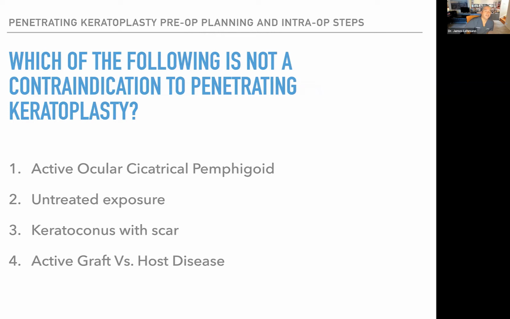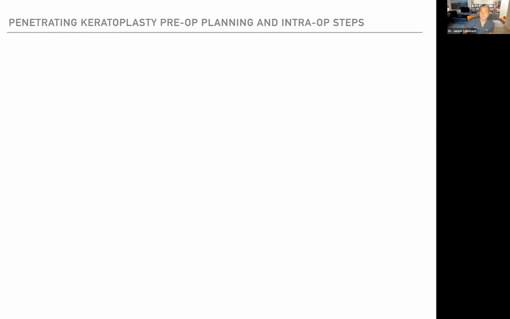Okay. So these are pre-lecture questions. The other one is, which of the following is not a contraindication to penetrating keratoplasty? Active OCP, untreated exposure, keratoconus with scar, or active graft versus host disease. Which one of these is not a contraindication? Go ahead and submit your answer. Okay, that's good. Keratoconus with a scar is not a contraindication.